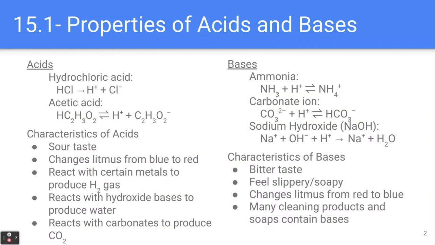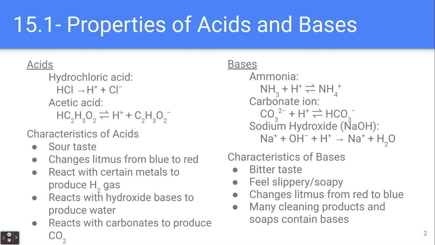So, here are two very common acids. Hydrochloric acid, HCl, breaks down into H+, which you are going to hear me refer to as protons. When I say proton, I'm talking about an H+. And then it also turns into a chloride ion. Acetic acid, which is found in vinegar, that's what gives it that pungent smell. Acetic acid breaks down into that proton and the acetate ion.